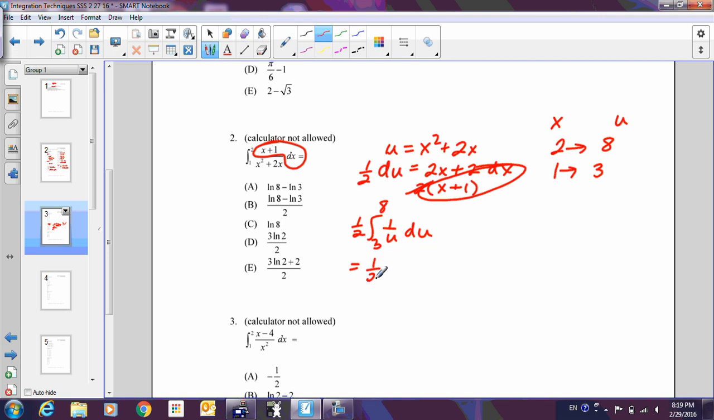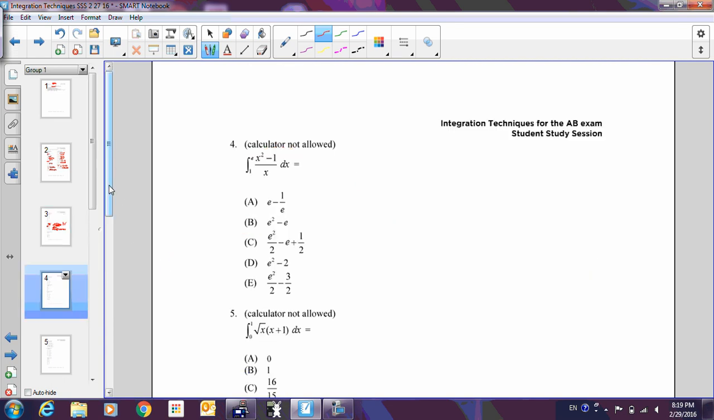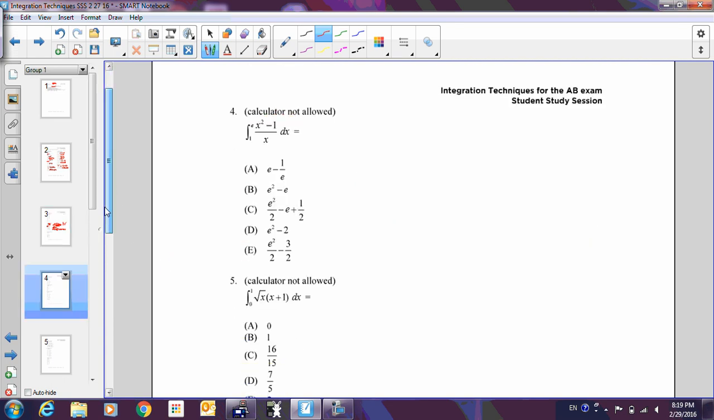This becomes 1/2 natural log of u. And then your bounds, again, are 3 and 8. So you have 1/2 natural log of 8 minus 1/2 natural log of 3. And it looks like B. You're going to do 3 and 4 on your own, and then we're going to work through number 5.